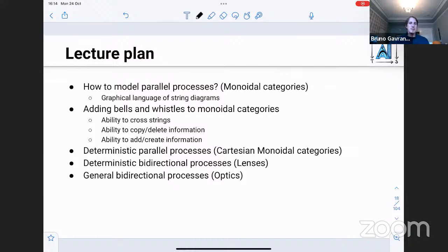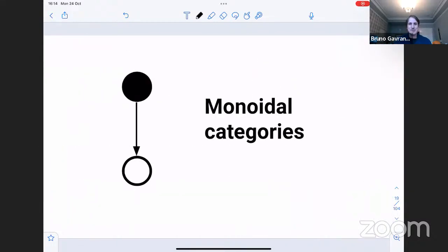Then we're going to see how to study parallel processes using Cartesian monoidal categories, and more specifically, deterministic parallel processes. And once we've done that, we're going to look at how bidirectionality works, how we can model backprop, and much more general stuff than backprop. Maybe the most interesting thing that we're going to see is that lenses, in an abstract way, and I'm going to tell you what lenses are, model the chain rule. So as I said, we have a lot of ground to cover, so I might just get started with this.